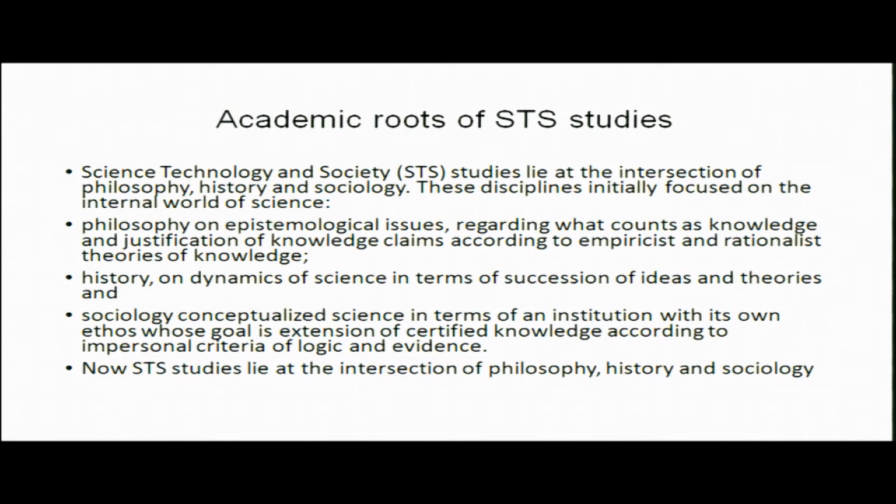History focused on dynamics of science in terms of succession of ideas and theories, and sociology conceptualized science in terms of an institution with its own ethos, whose goal is extension of certified knowledge according to impersonal criteria of logic and evidence. The sociology of science was popularized by Robert Merton in the United States, and this also is part of sociology of knowledge, which was popularized by Karl Mannheim in Europe. Now, STS studies lie at the intersection of philosophy, history and sociology.